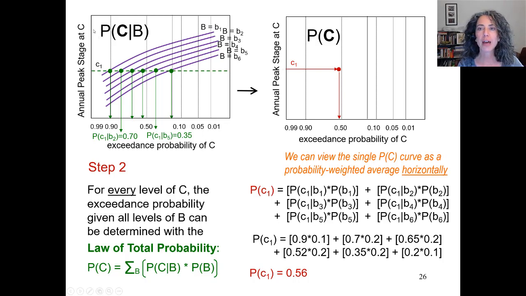And if I do that for variable C at every level of C going across the curves, then I can trace out the marginal frequency curve for variable C. So this was combining my 2 probability distributions and my response with the total probability method. And I've ended up with the probability distribution of stage on the tributary based on flow on the tributary and stage on the main stem.